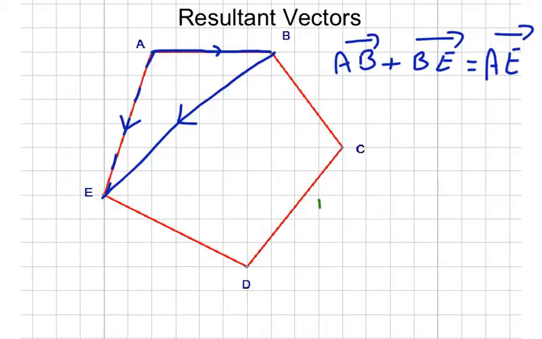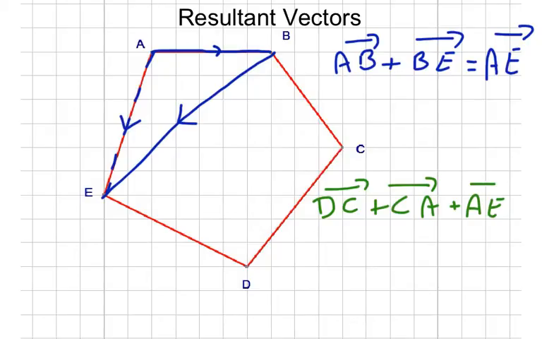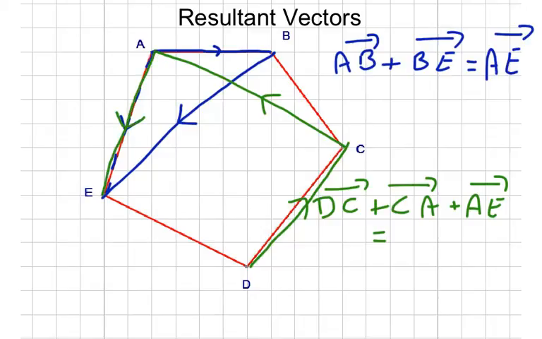Similarly, if we had something like D to C plus C to A plus A to E, we'd go from D to C, which is up there, then from C to A across there, and then from A to E, which is down there. So our shorthand vector going from the very beginning to the very end is D to E directly.